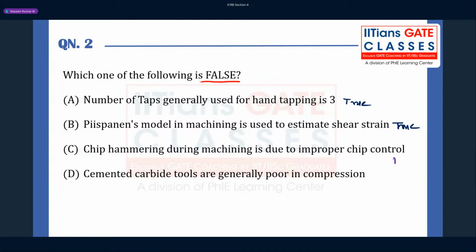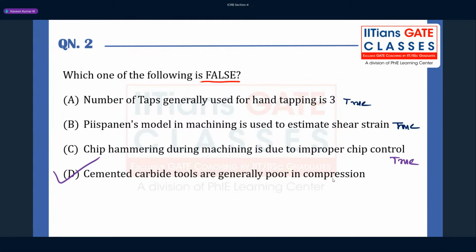This also is true. And what is the option that is left out? This is the one. Of course, this is the wrong one, and for our question, this is the right answer. But the statement wise, it is wrong. Why? We'll see. Cemented carbide tools are generally weak in compression. First, we have to understand why.